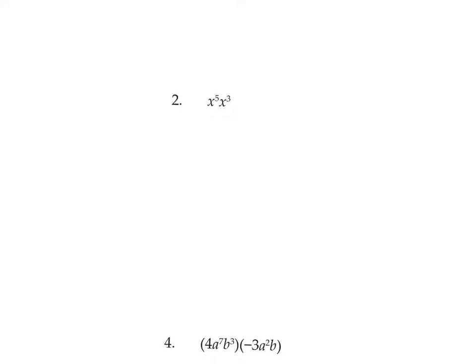In number 2, we have x to the 5th times x cubed. Now, we don't have the multiplication symbol here, but when we have variables right next to each other like this, it does mean multiply. So the base is still going to be x. To multiply these together, we just add the two exponents. So we're going to add the 5 plus the 3, and of course that gives us x to the 8th.